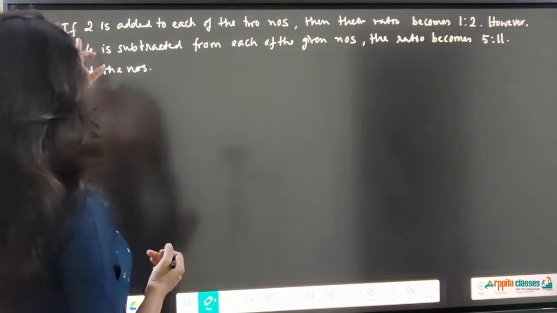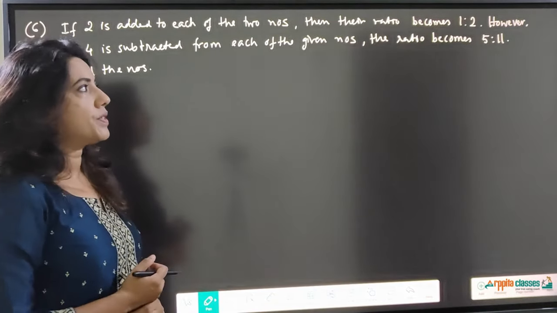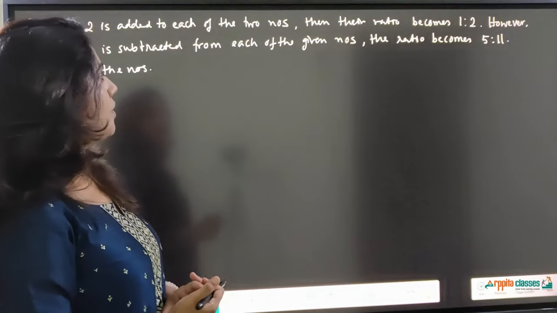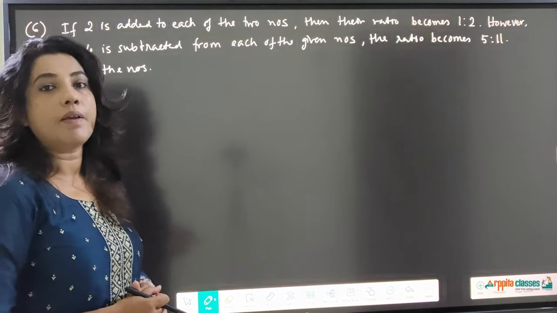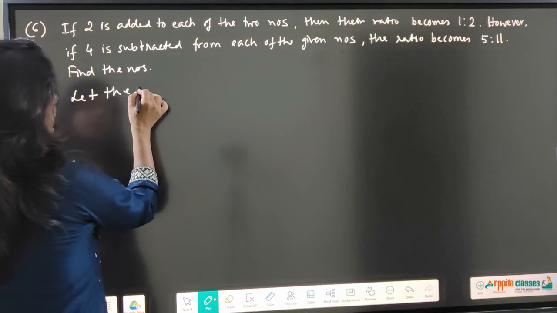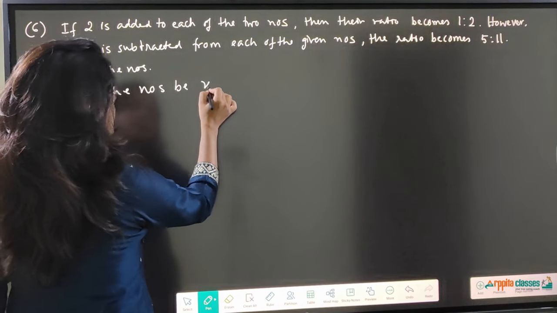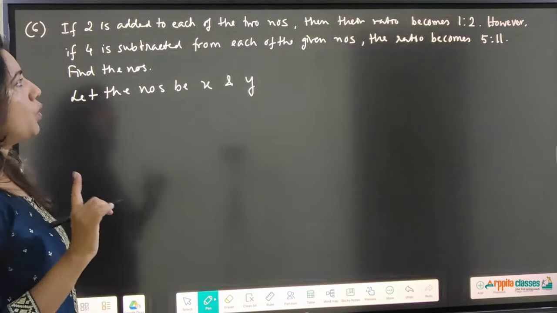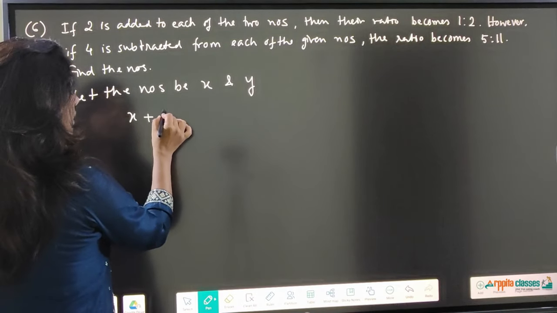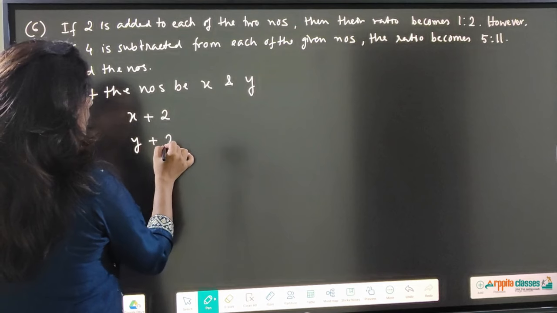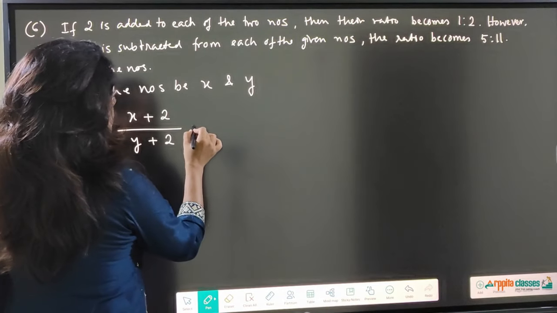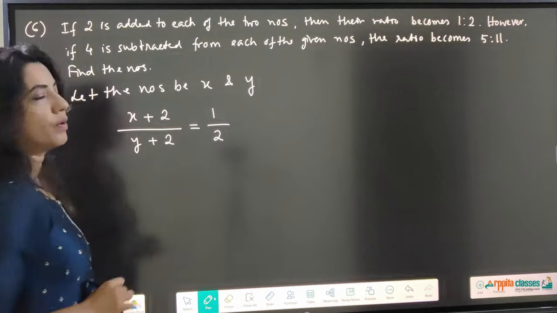Question number 6 is, if 2 is added to each of the two numbers, then the ratio becomes 1:2. However, if 4 is subtracted from each of the given numbers, the ratio becomes 5:11. Find the numbers. So again, let the numbers be x and y. They are saying if 2 is added to each of the numbers, that means if you add 2 with x and 2 with y also, the ratio becomes 1:2. That means the ratio of these two becomes 1:2. This is your first equation.